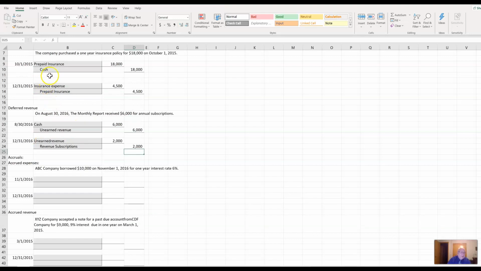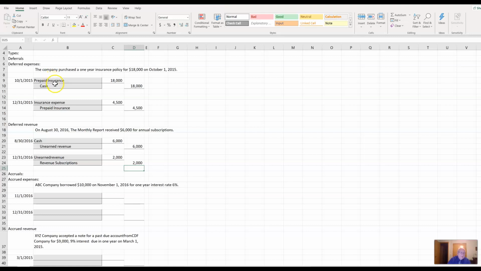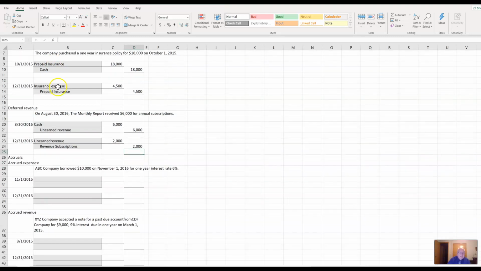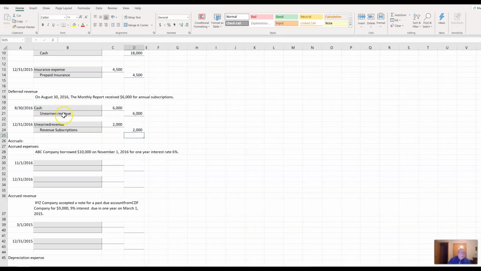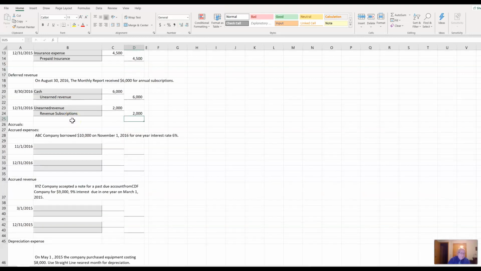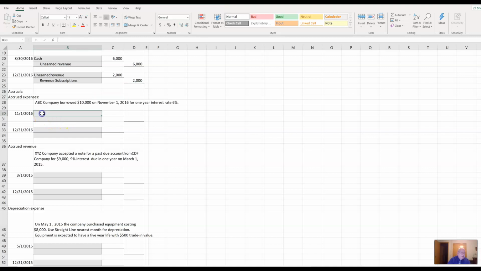So we had deferred expenses up here, which is your prepaids. How much have you expensed out? How much have you used up? And then your deferred revenue, which means they paid you ahead of time. So how much of that have you earned? The next type of thing that we have is the accruals, and we have accrued expenses and accrued revenue. We're going to do the accrued expenses first.